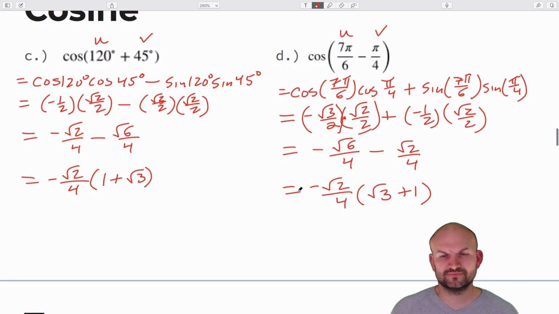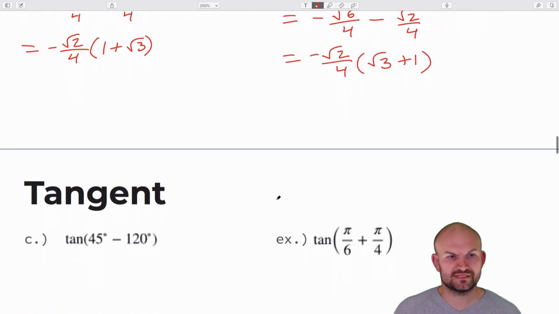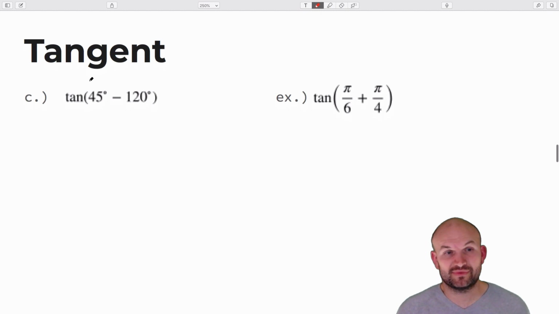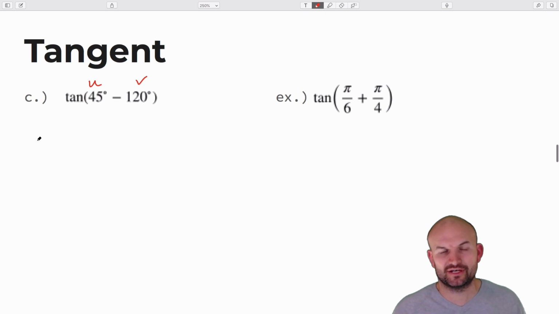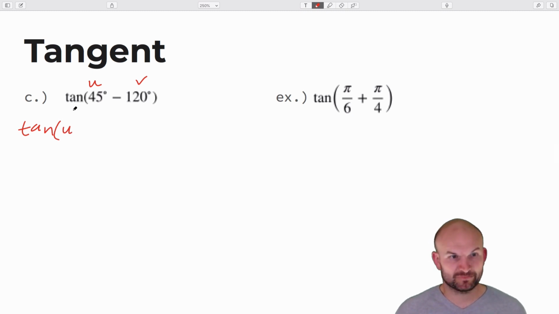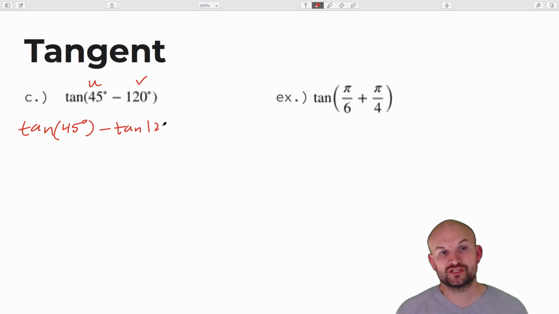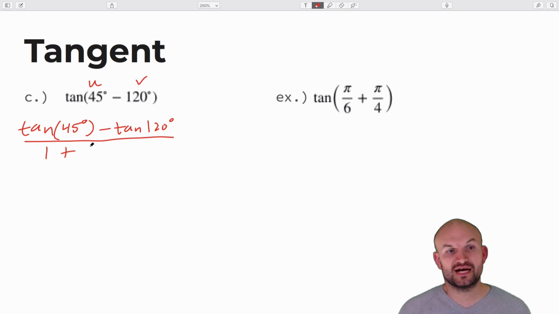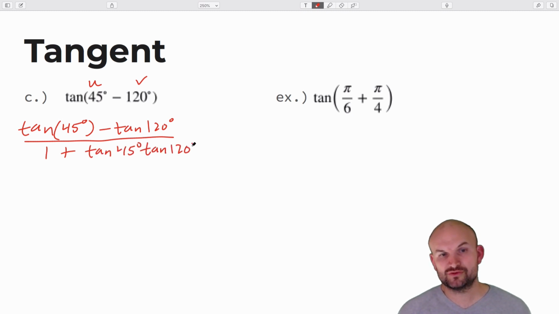All right. So now let's go ahead and work on tangent, which again, we're going to follow the same thing. We're going to have our u and our v, and we're just going to plug them into the formulas here. Now, tangent has a little bit different take, as far as what we did for sine and cosine. So in this case, it's going to be the tangent of 45 degrees minus the tangent of 120 degrees, all over 1 plus the tangent of 45 degrees times the tangent of 120 degrees.